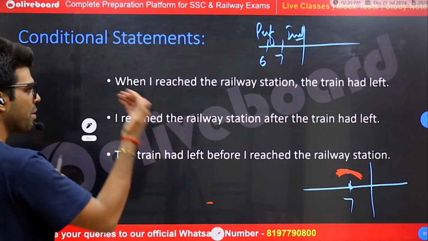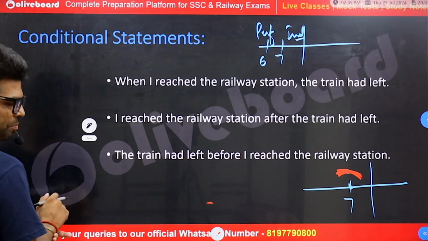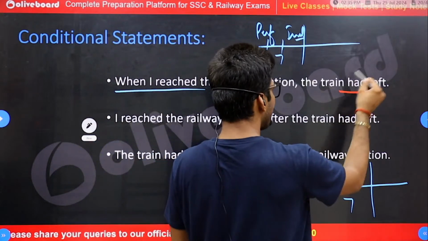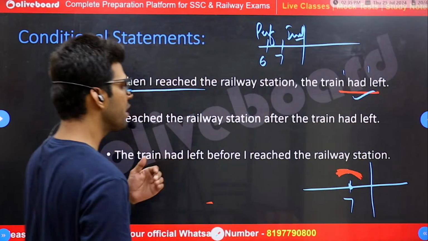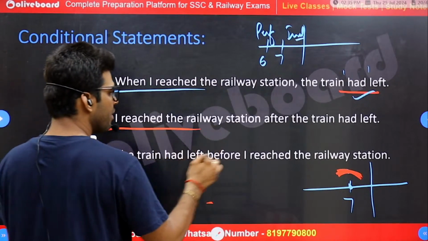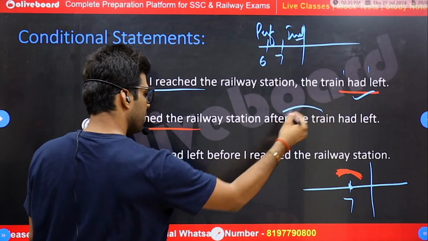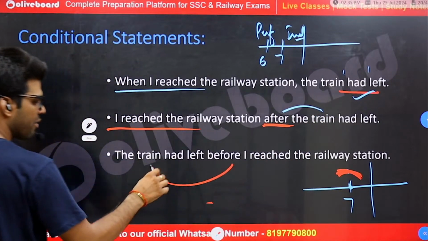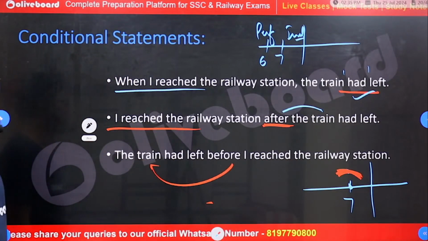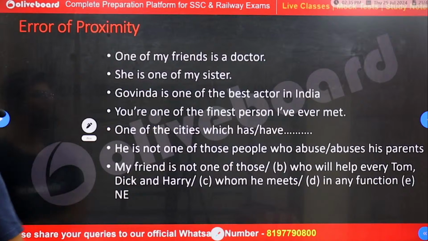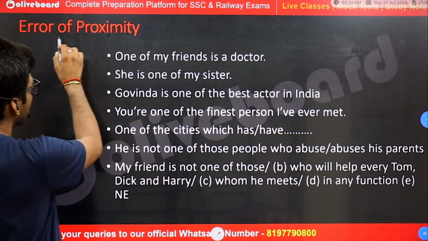One of those happened first, the other happened later. Say, when I reached the railway station, the train had left. There has to be a perfect tense here, representing that one of the actions happened first, then the other. I reached the railway station after the train had left, the conjunction defining itself. And yes, the train had left before I reached the railway station. Okay, objections, welcome.